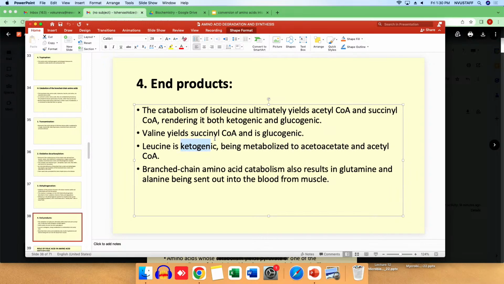They, in the end, give different compounds. Not all of them will give the same compound. So when we are talking about these three together, that's very nice because they go initially with the same steps, but the end product is slightly different. Isoleucine is both, valine is glucogenic, and leucine is exclusively ketogenic. Please try to remember.